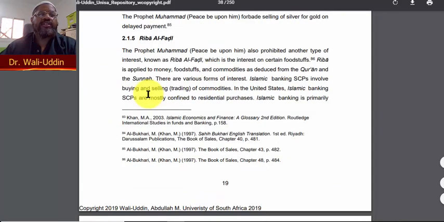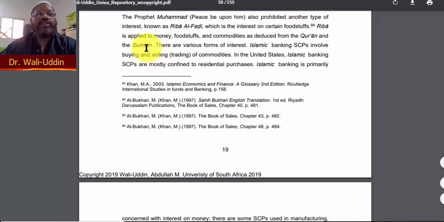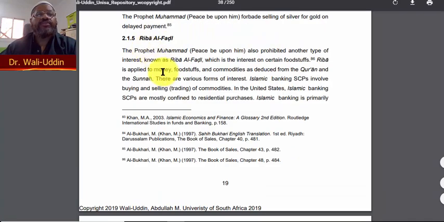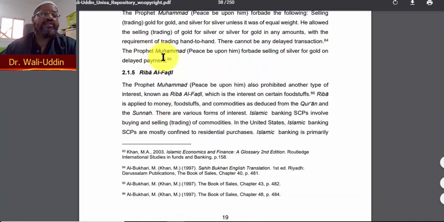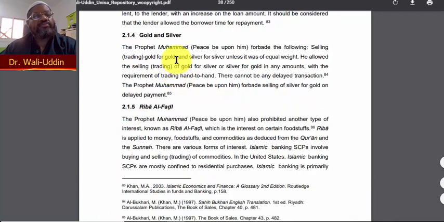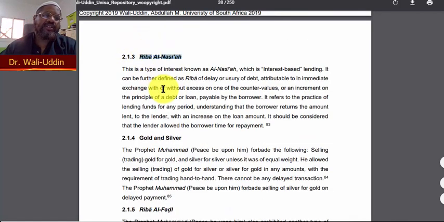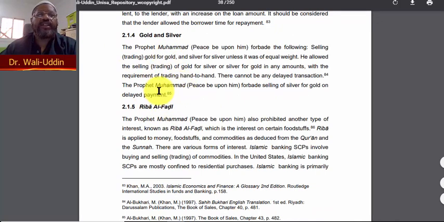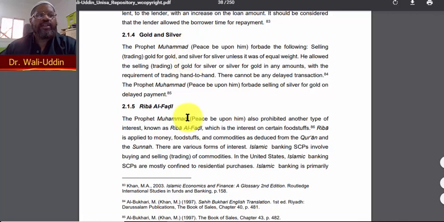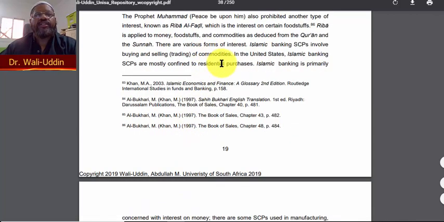riba al-fadl, which is the riba on products. And maybe I should have placed, well, gold and silver is okay by itself. I could have put that under riba al-fadl, right? But I kept it here because it's gold and silver. Money is based off gold and silver. Riba al-fadl is the 6 types of riba based on commodities or foodstuffs.